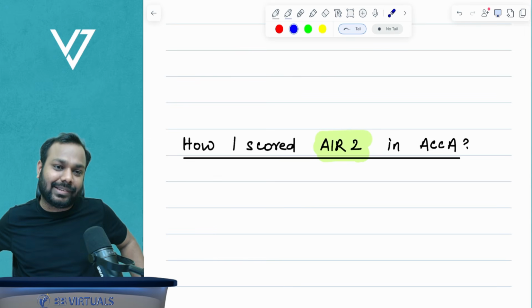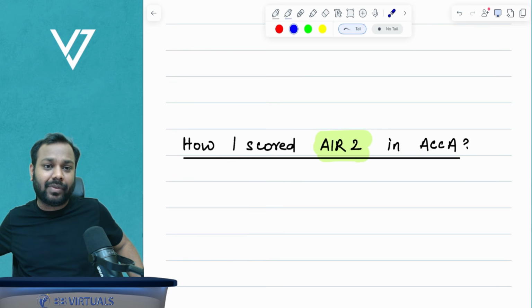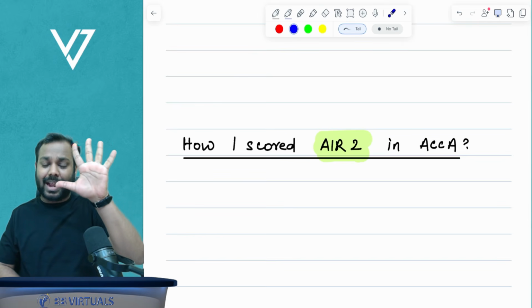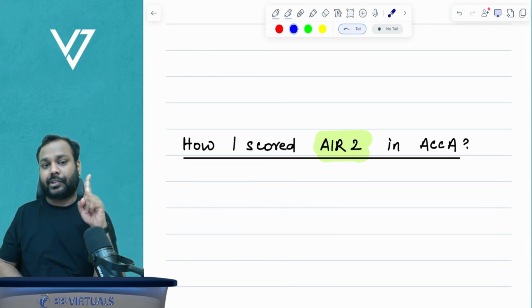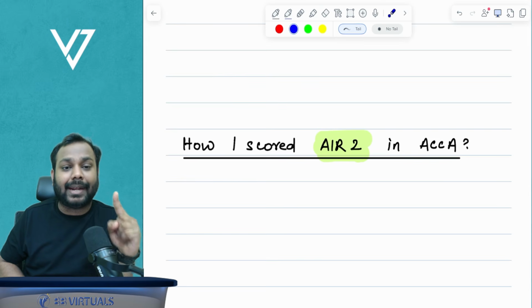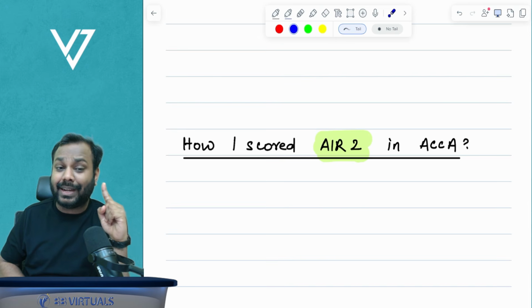Now come the strategies. If I have to structure all my strategies, I will say I did 5 things. First, I focused on getting detailed conceptual clarity.